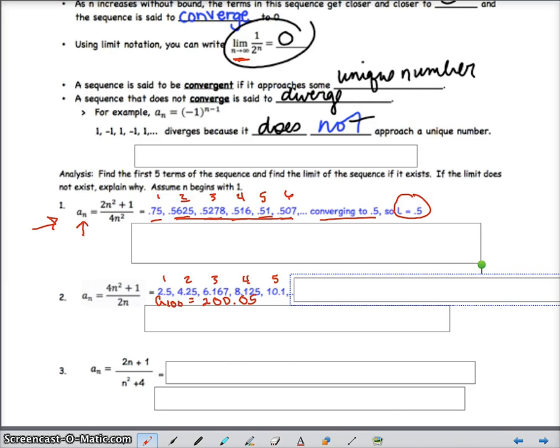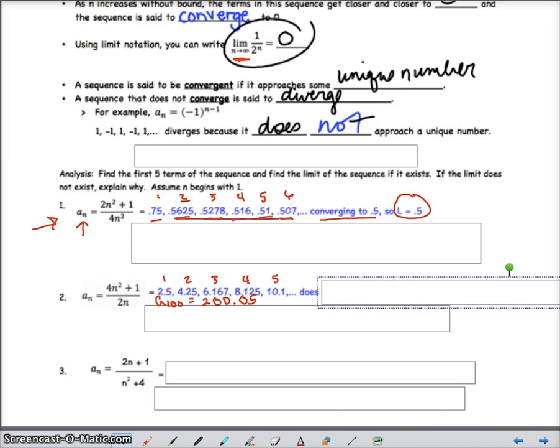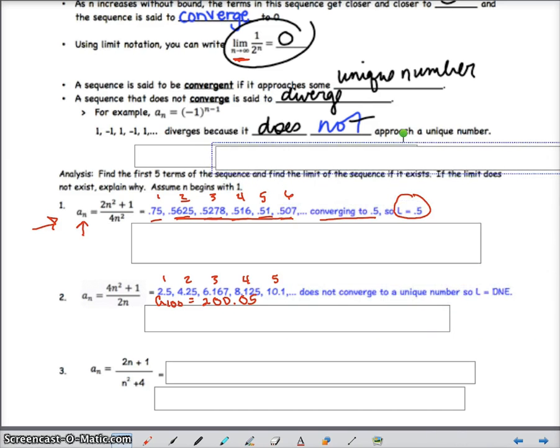Now, there's nothing magical about the 100th term. I could have chosen the 9th term. I could have chosen to find the 10th through the 20th term. I could have chosen to find the 1000th. But remember, my thought is as n gets bigger and bigger, this value is not converging on any number. So I can say that this sequence does not converge to a unique number, so the limit does not exist.